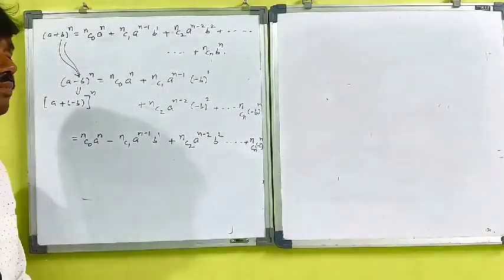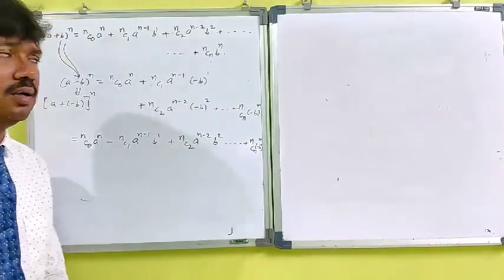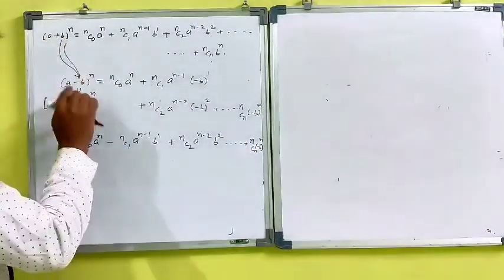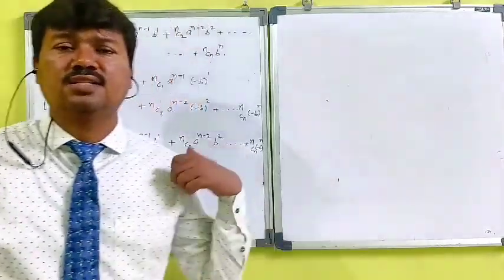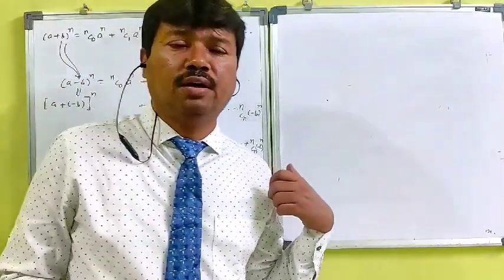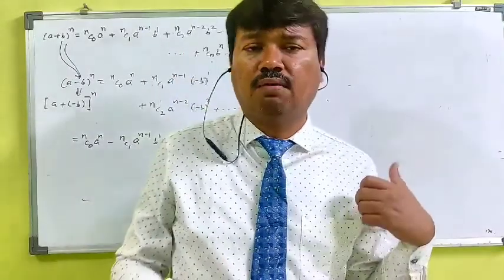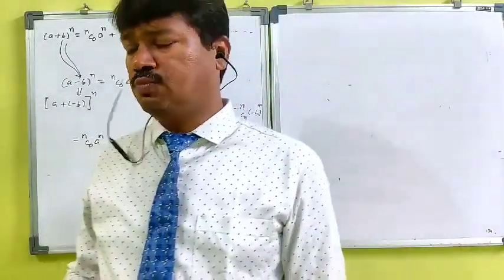There is no need to just remember this formula, but remember that whenever b is replaced with minus b, there is alternate plus minus sign. The reason behind this is that when there is an odd power, it will be negative. When there is an even power, it is positive in the expression.